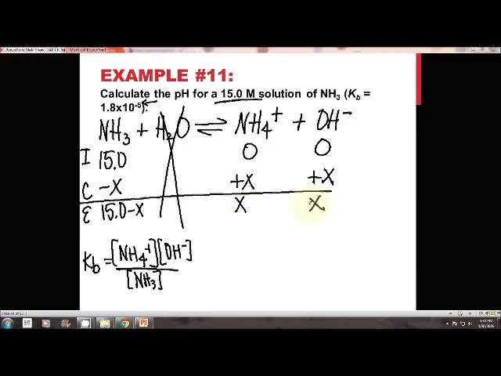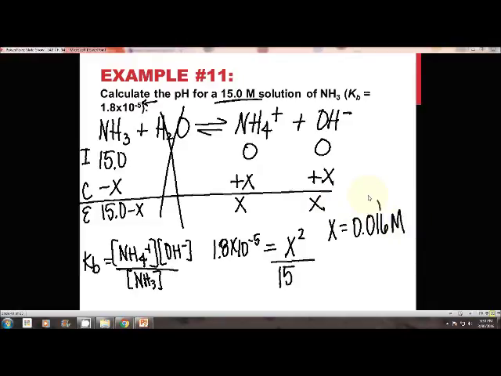Remember, we are going to be able to do assumptions this chapter, so we're going to assume that x will be so small that we don't need to include it in our denominator. So we'll have 1.8 times 10 to the -5 for Kb equals, and we have two x's, so I'm going to square my x over 15, because I'm dropping it for the assumption. Then when you solve, x is equal to 0.016. And since we have x right there, that is the concentration of the hydroxide ion.